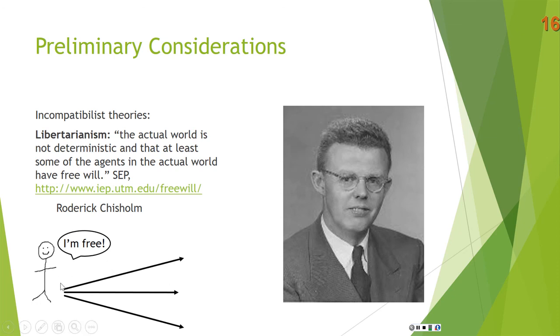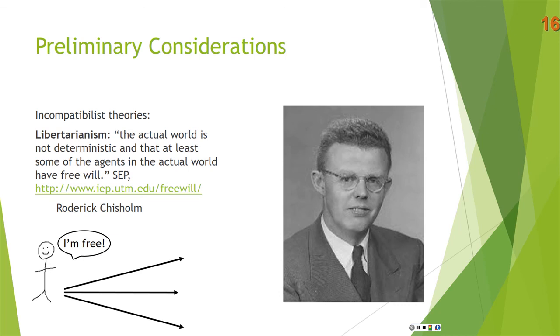Okay, so for this given course of action, given this crossroads, the individual can go this way, through the middle, or this way. Since all these are open to this individual, none of them are cut off, the individual is free. And here is a quote from Chisholm, via the SEP, Stanford Encyclopedia of Philosophy. The claim is that the actual world is not deterministic and that at least some of the agents in the actual world have free will.